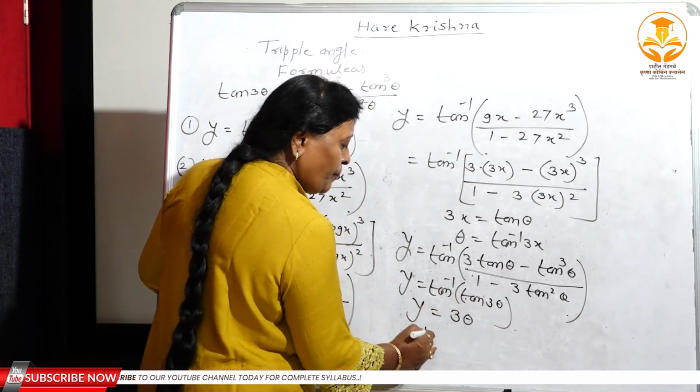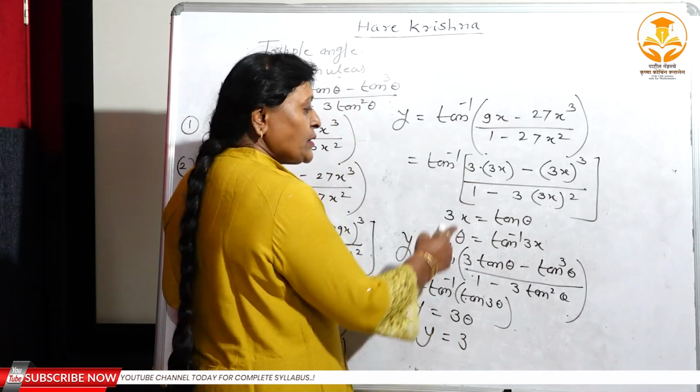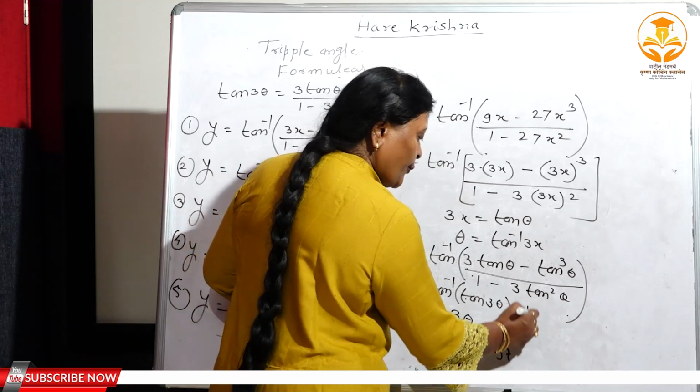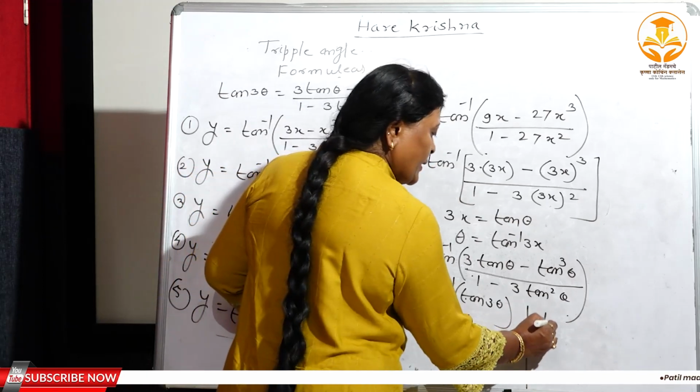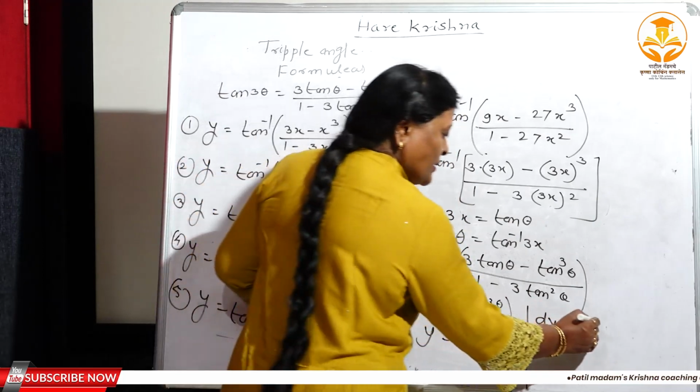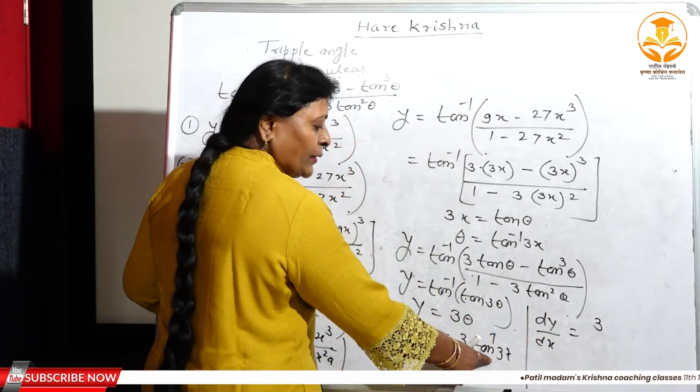What remains? Theta. And here, 3. What is theta? Tan inverse of 3x. Therefore, the derivative, that is dy by dx, is equal to 3 remains as it is. Again here you have to apply the chain rule.